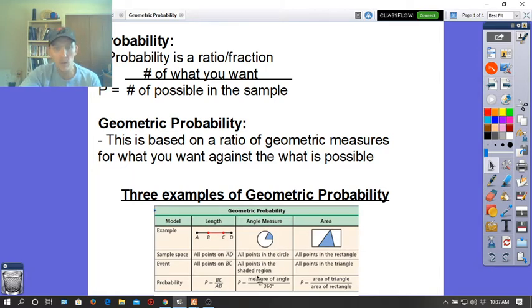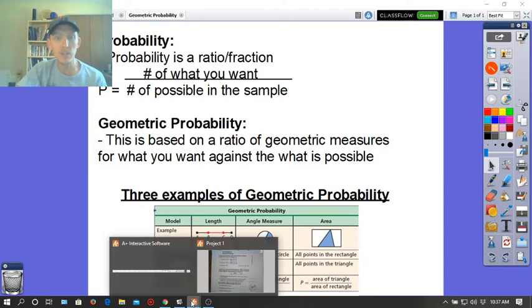For a circle, angle measurements. Well, an entire circle is going to be 360 degrees. So the what I want is this blue portion, and that's just a small little region. And then let's say I'm talking about area. Well, the sample space, the entire thing that is possible, is the rectangle. The event, the what I want, is the triangle inside of it. So I have the ratio of the triangle over the rectangle. Okay, so again, the ratio or the fraction of what I want over the total sample space.